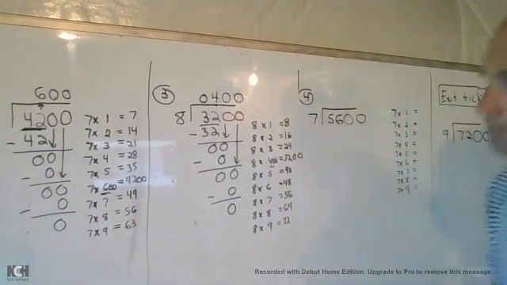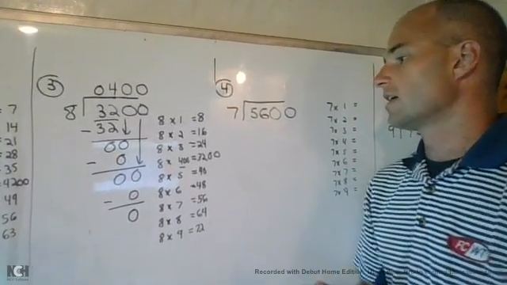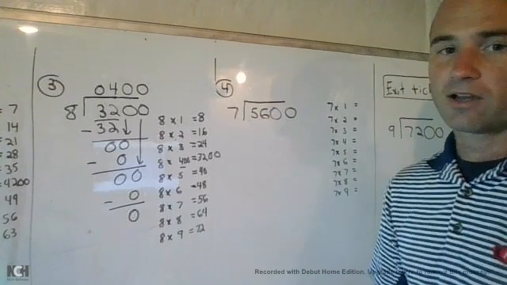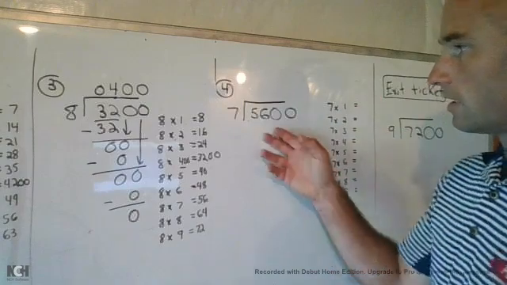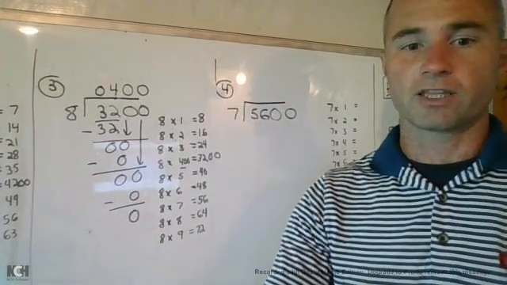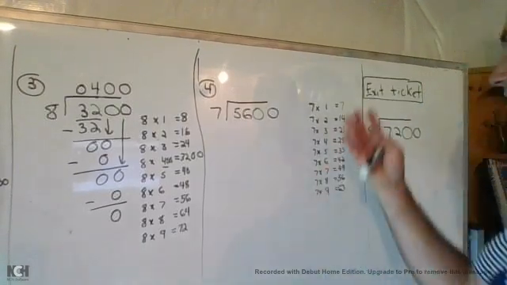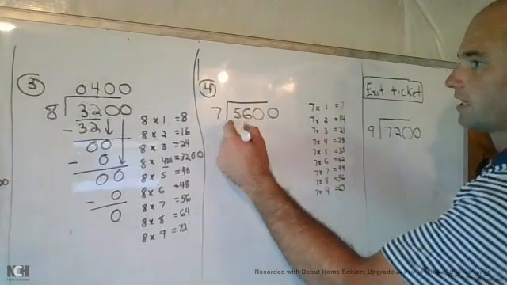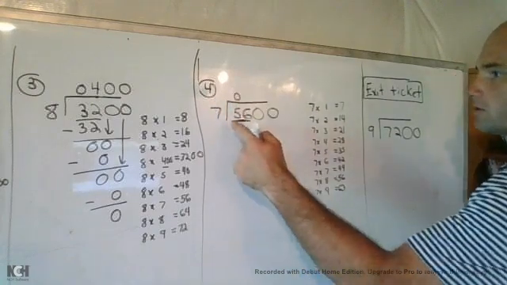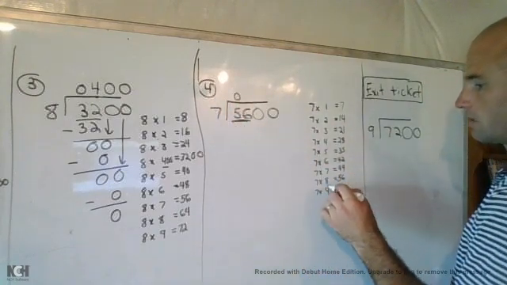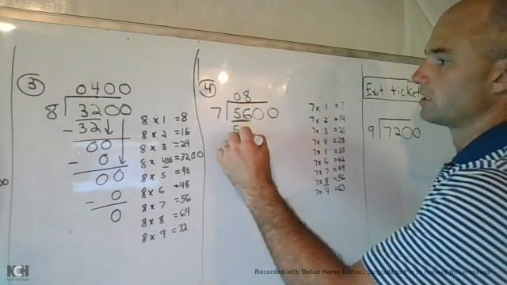All right, so number 4. How many 7s go into 5,600? Do your 7 times tables and solve for this division problem. Hit the pause button now. So, when doing my 7 times tables, I noticed that 7 can't go into 5, but it does go into 56. So 7 goes into 56 8 times. 8 times 7 equals 56.